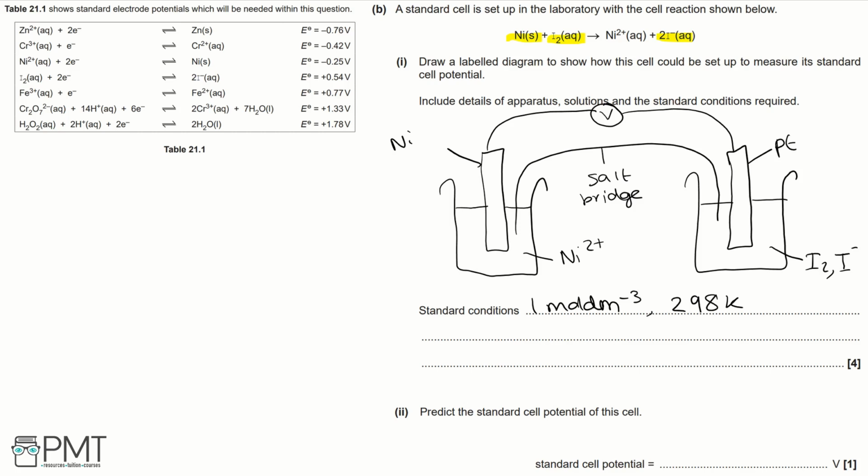Part 2. Predict the standard cell potential of this cell. In this question, we're using the electrode potentials for the nickel and iodine. To work out the standard cell potential, you take the more positive electrode potential, which would be 0.54, and you minus the most negative, so minus 0.25. That would give us a standard cell potential of 0.79 volts, which we can write on our answer line. To get the mark for this question, you need to have the correct standard cell potential.